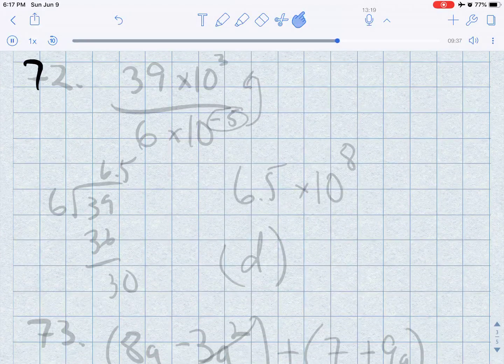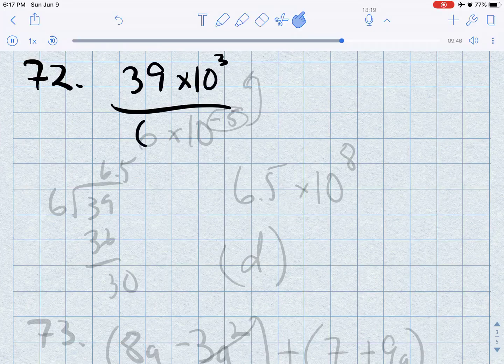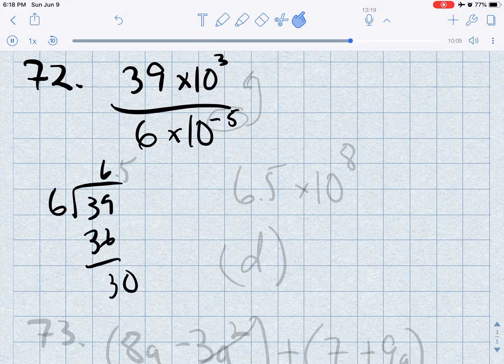72. We have 39 in the numerator. 39 times 10 to the third over 6 times 10 to the negative 5, right? So what do you do here? First do the division, 6 and the 39. 6 times 6 is 36. This is 6.5. So now we have 6.5, right?